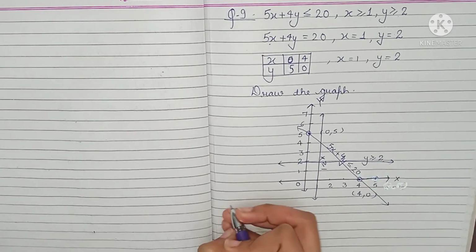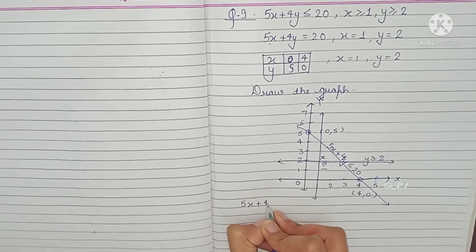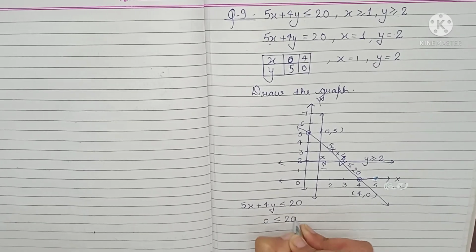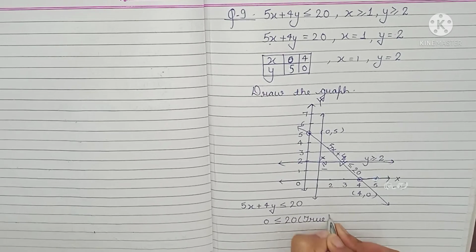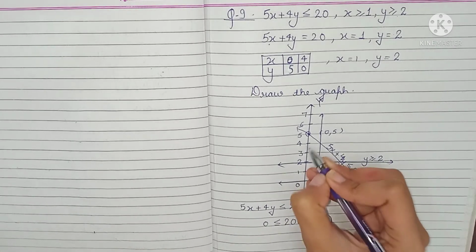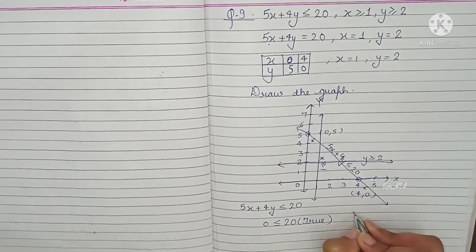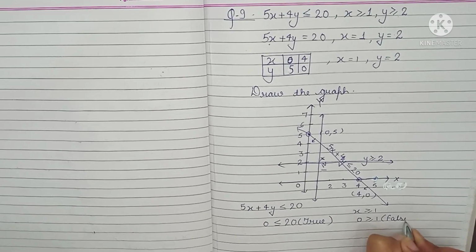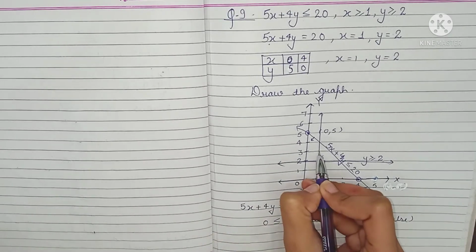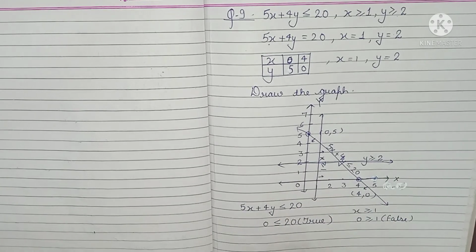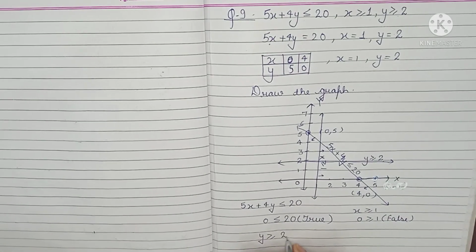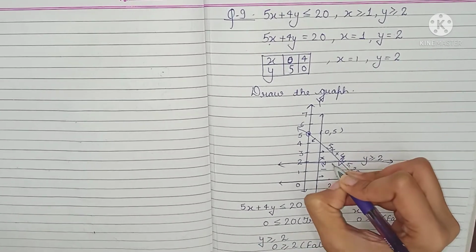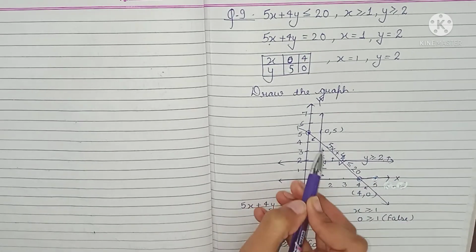Now you have to find out the shaded region. 5x plus 4y is less than or equal to 20. 0 is less than or equal to 20. True. It means the shaded region is towards the origin. X is greater than or equal to 1. 0 is greater than or equal to 1. False. It means the shaded region is away from the origin. For y is greater than or equal to 2, 0 is greater than or equal to 2. False. The shaded region is away from the origin. So, the common shaded region is this one.